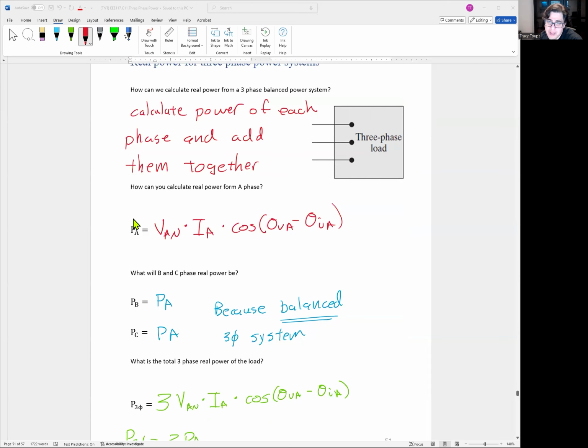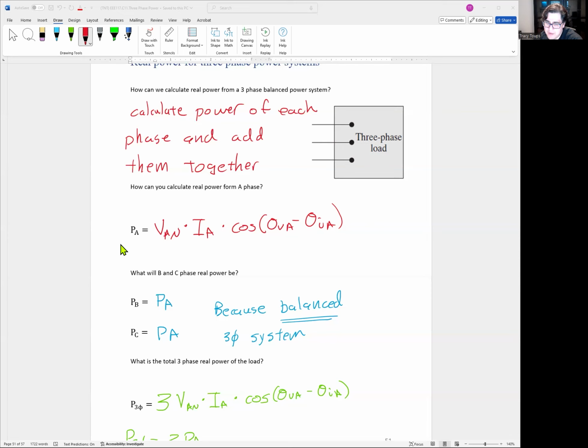So power for A phase is VAN times IA cosine of theta VA minus theta IA. Very big key here. Notice this is phase to neutral, VAN, not line to line. So you must use your phase to neutral voltage here. Okay? And you have your phase shift of A phase right here.